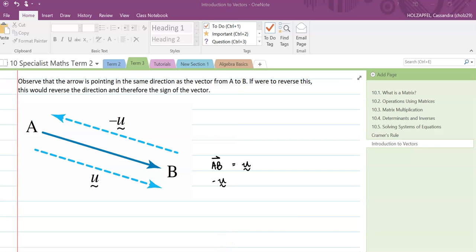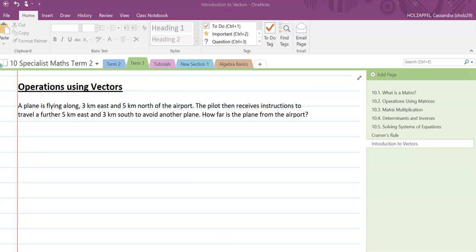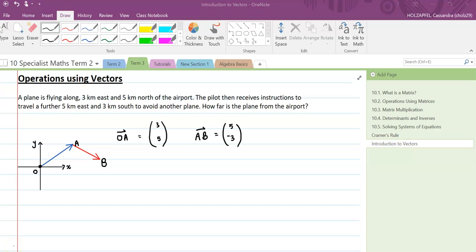Let's have a look at a simple problem that we can solve using vectors. A plane is flying along 3 kilometers east and 5 kilometers north of the airport. The pilot then receives instructions to travel a further 5 kilometers east and 3 kilometers south to avoid another plane. How far is the plane from the airport? So let's use our diagram to show the movement of the plane using vectors. To find this total distance going from my airport, which I've defined as the origin, to this final point here, B, I need to add each of the vectors.